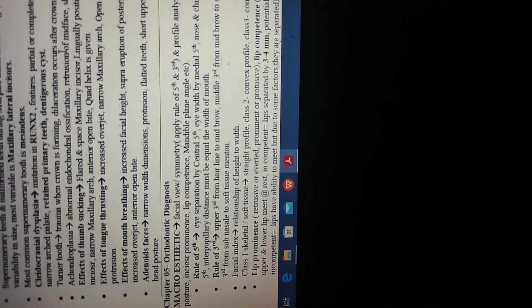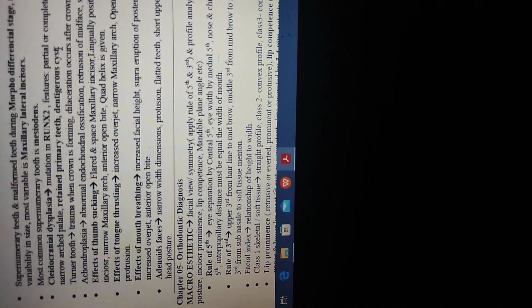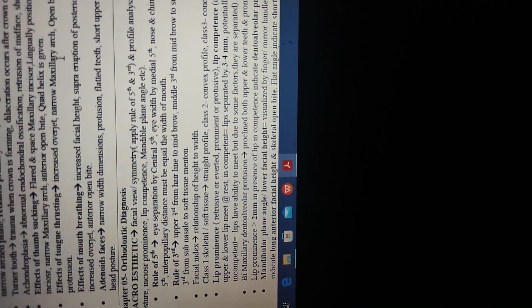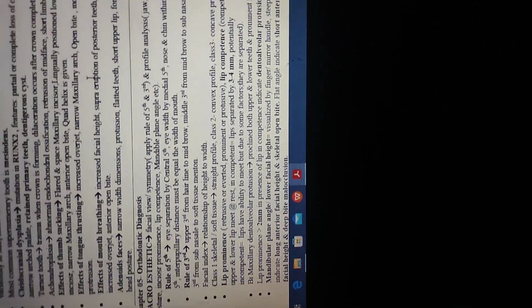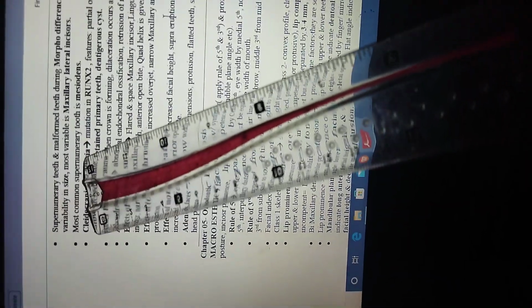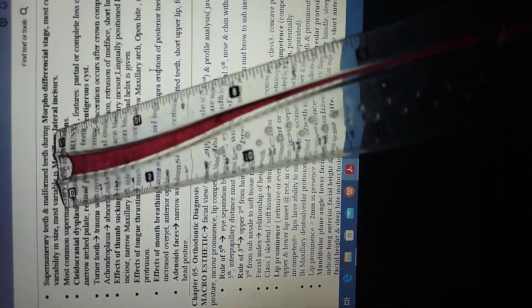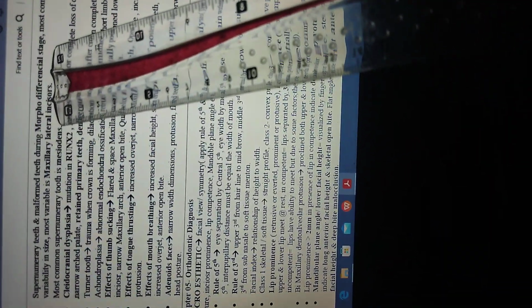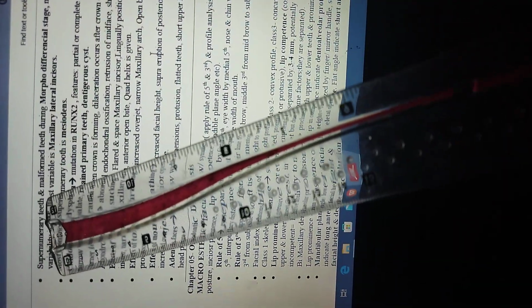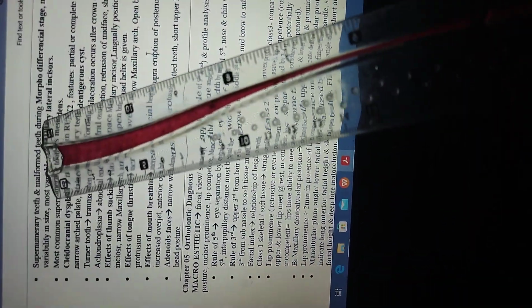Then we will see page 6 of orthodontics points. These points are important for quick preparation of your induction exam. Supernumerary teeth and malformed teeth are formed during the morphodifferentiation stage.